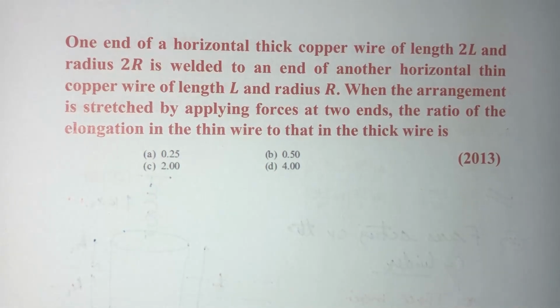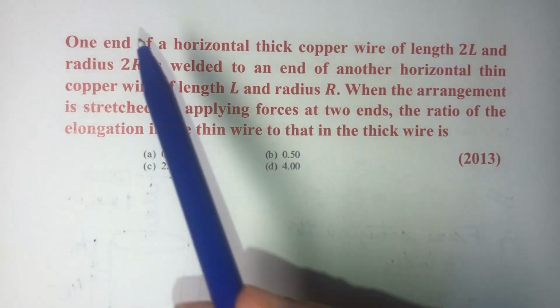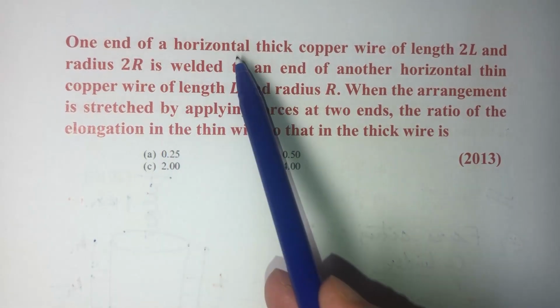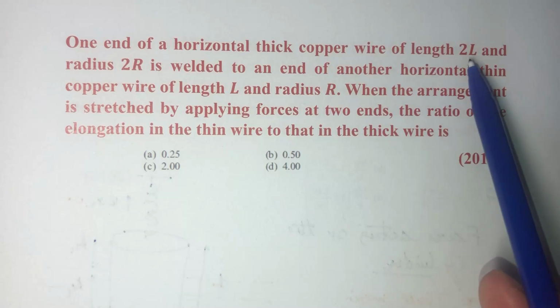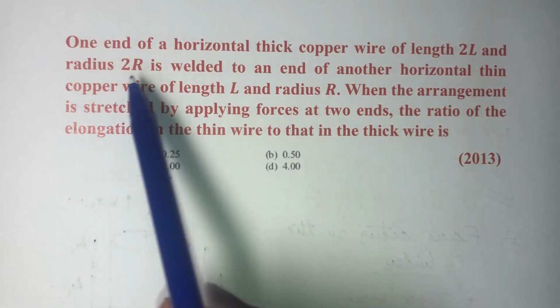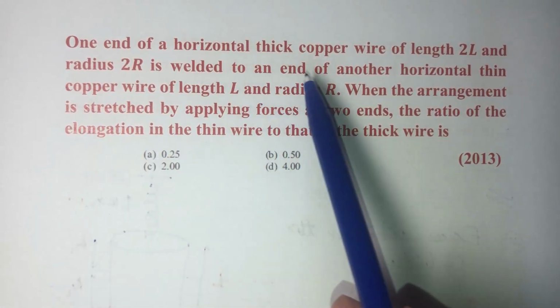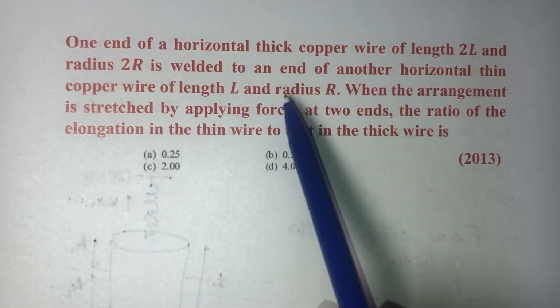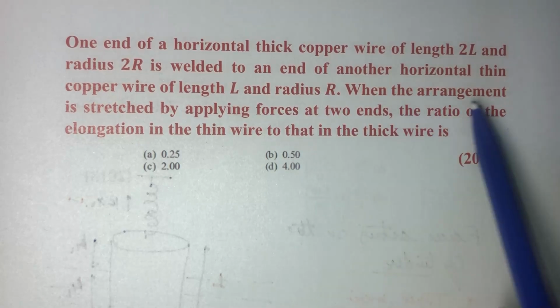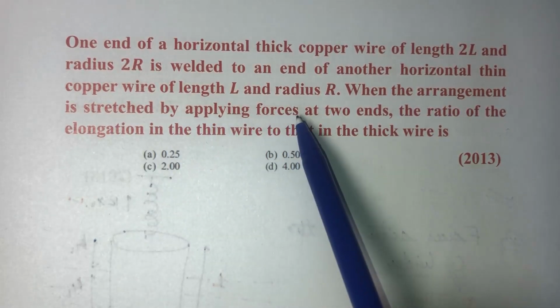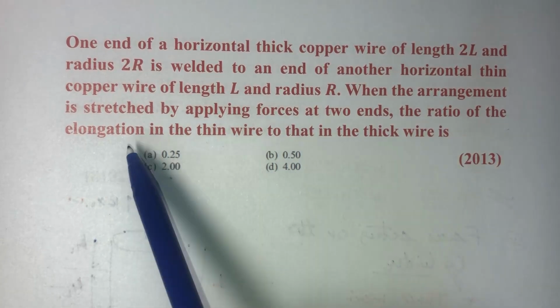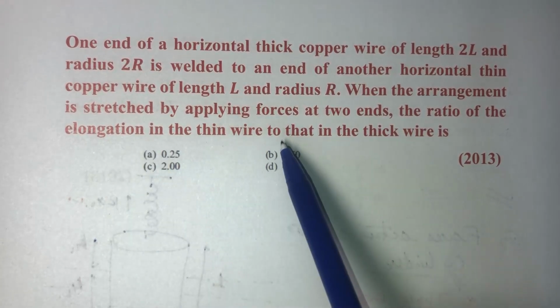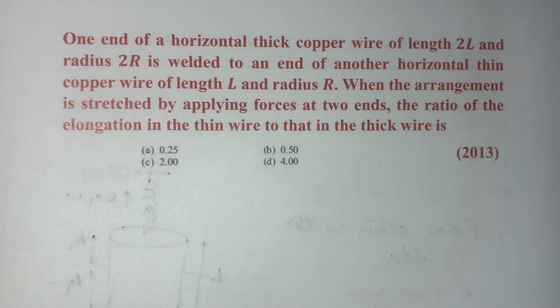Hello friends, in today's question, one end of a horizontal thick copper wire of length 2L and radius 2R is welded to an end of another horizontal thin copper wire of length L and radius R. When the arrangement is stretched by applying forces at two ends, the ratio of the elongation in the thin wire to that of thick wire is.